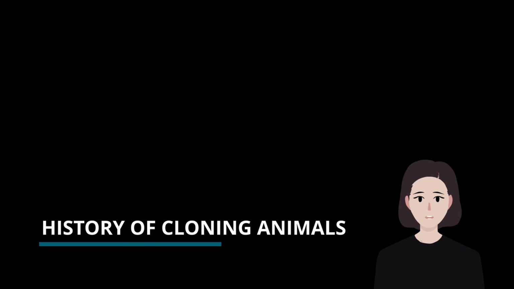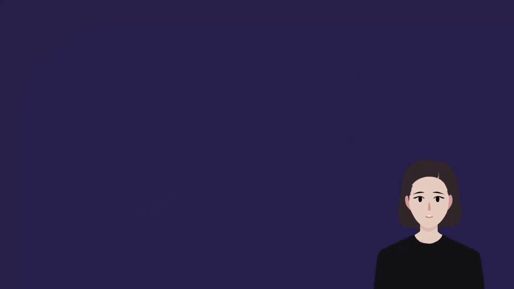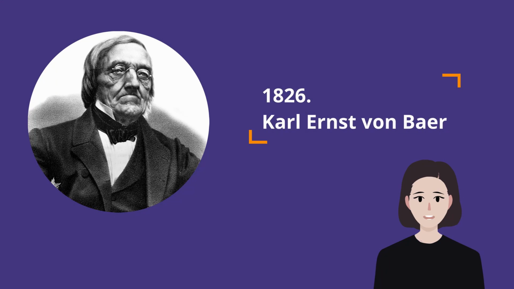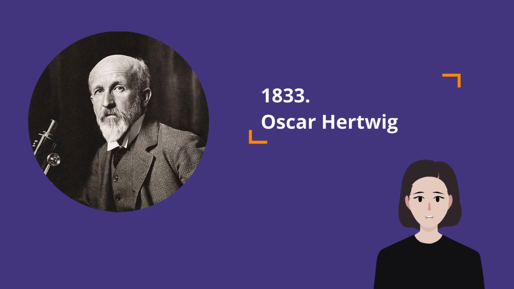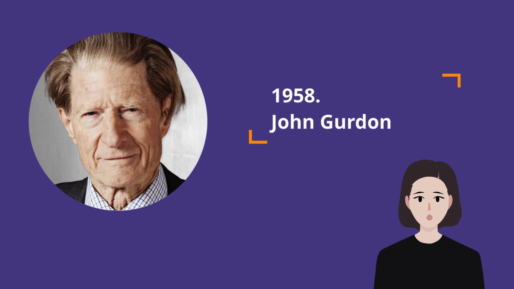History of cloning animals. The history of cloning began a long time ago, from the beginning of the discovery of reproductive cells. 1826: Carl Ernst von Baer, an Estonian biologist, discovered the mammalian ovum, the reproductive egg in female mammals. He made significant contributions to the study of the embryonic development of animals. 1833: Oscar Hertwig proved that fertilization occurs due to the fusion of sperm and egg cells by studying sea urchins. 1958: John Gurdon successfully cloned a frog.